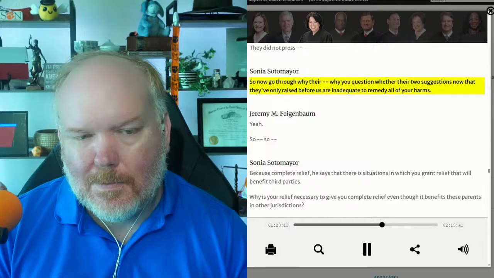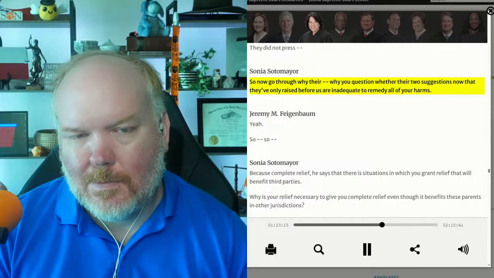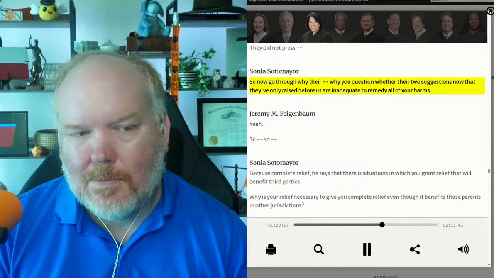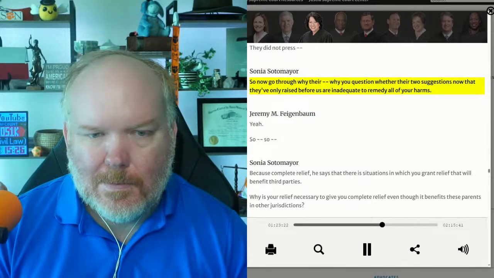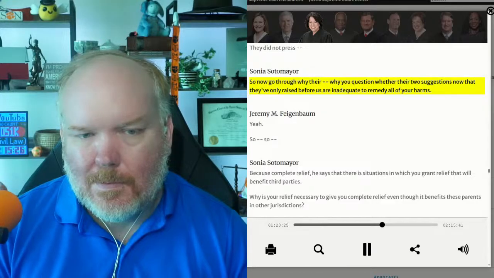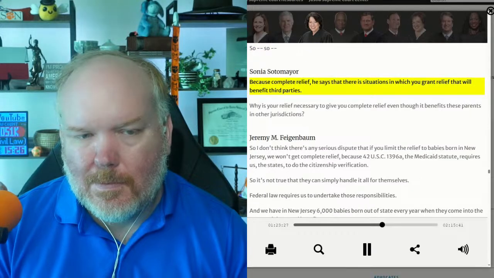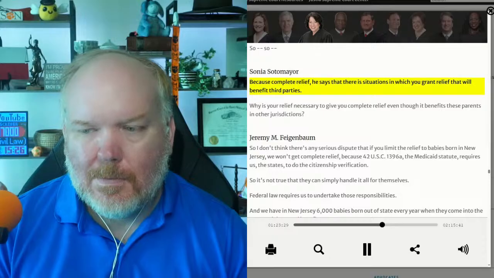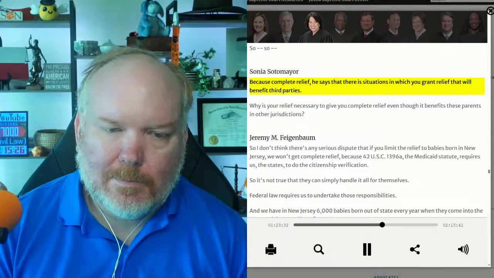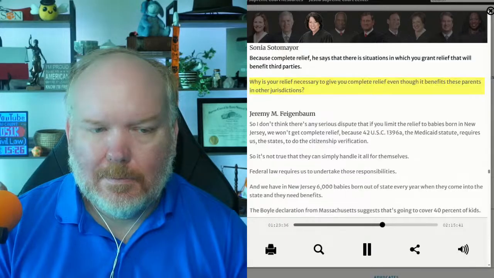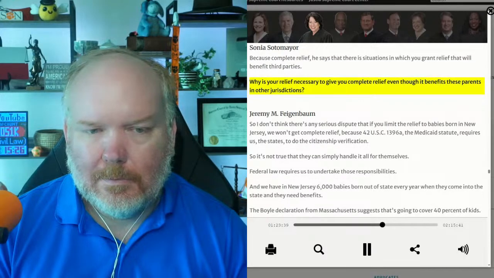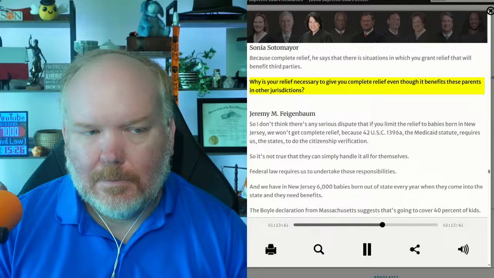So now go through why you question whether the two suggestions that they've only raised before us are inadequate to remedy all of your harms. Yeah, because complete relief, he says that there are situations in which you grant relief that will benefit third parties. Why is your relief necessary to give you complete relief, even though it benefits these parents in other jurisdictions?